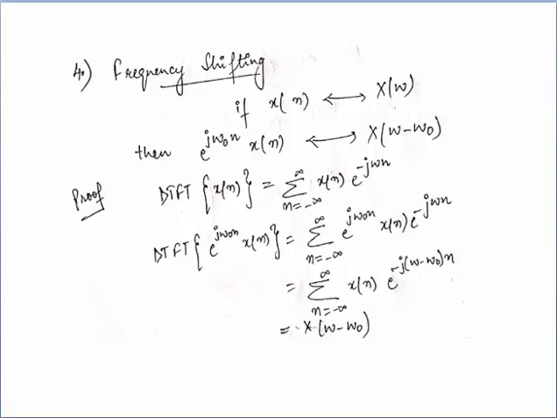Now the base of exponential signal is same, so powers add up. Therefore summation n tends to minus infinity to infinity x of n into e raised to power minus j omega minus omega naught into n, and that is the formula of X of omega minus omega naught, that is frequency shifting with omega naught, and it is a property of DTFT.